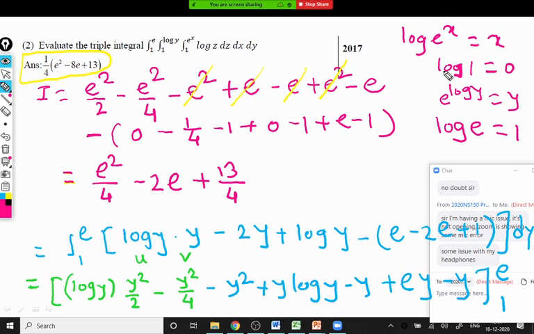So few of the values we used. This is the thing you should know of the log values. Mainly log of 1 is 0, log of e is 1, log of e raised to x is x, or e raised to log x is x, that way. So those are a few important properties of logarithms. Done?